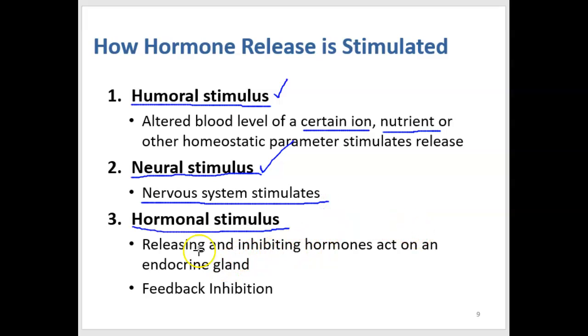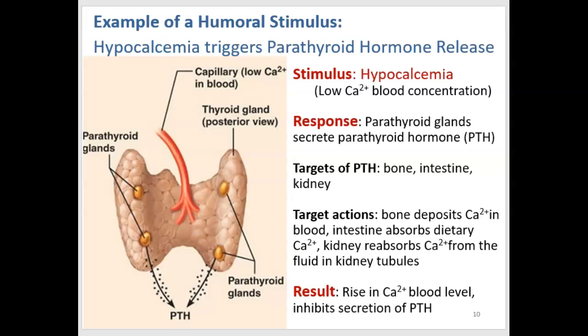There are also hormones that we call releasing and inhibiting hormones that endocrine glands release, but those hormones act on another endocrine gland. So we're going to look at examples of all of these. So first, a humoral stimulus as an example.